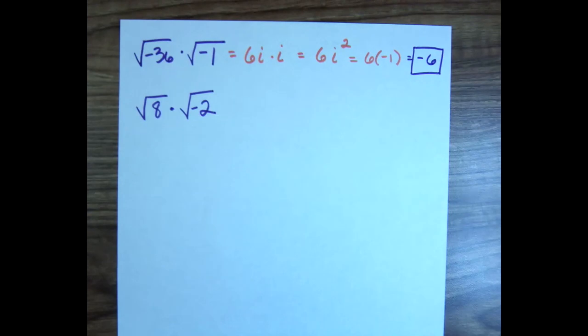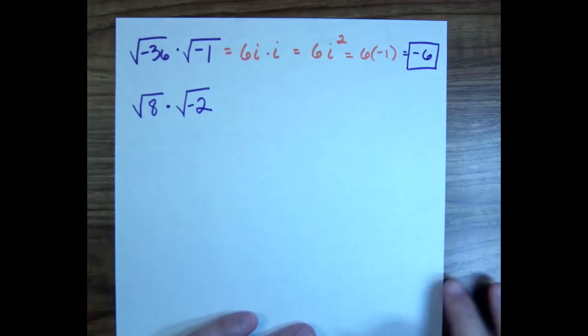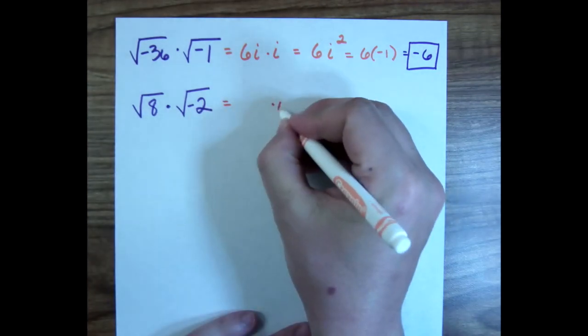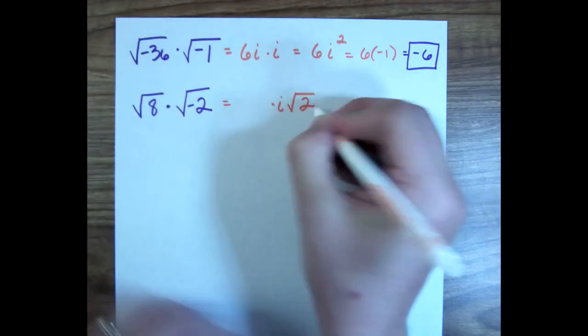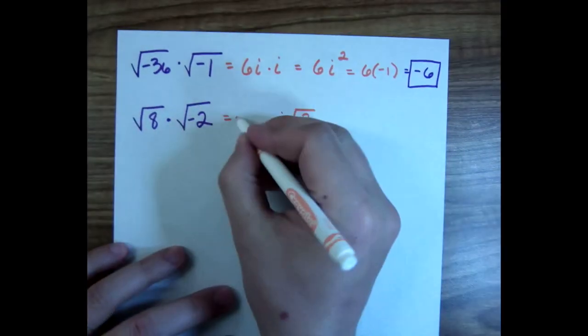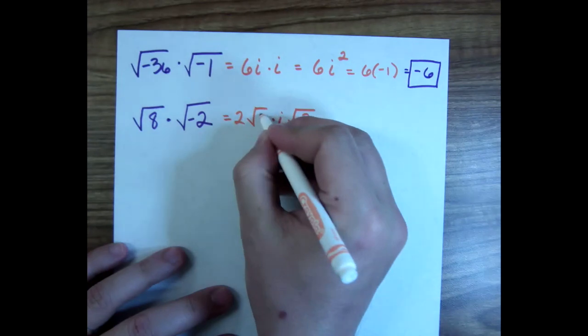Does not work out quite as nicely when only one of them's negative. Yeah, 2i. Negative 2 would be, no, it'd be i root 2. What about 8? Very good. 2 root 2. You are good at these square roots.